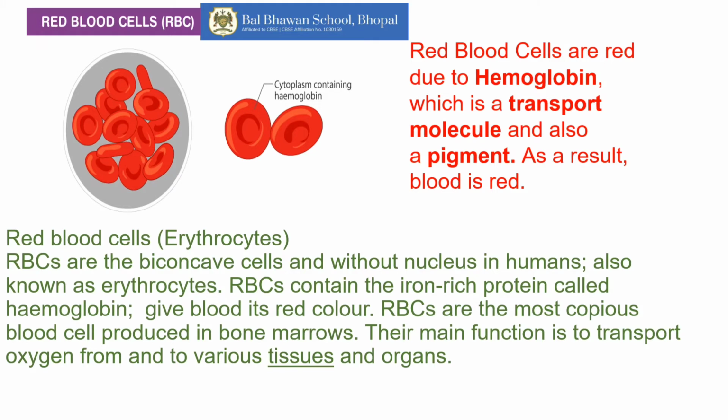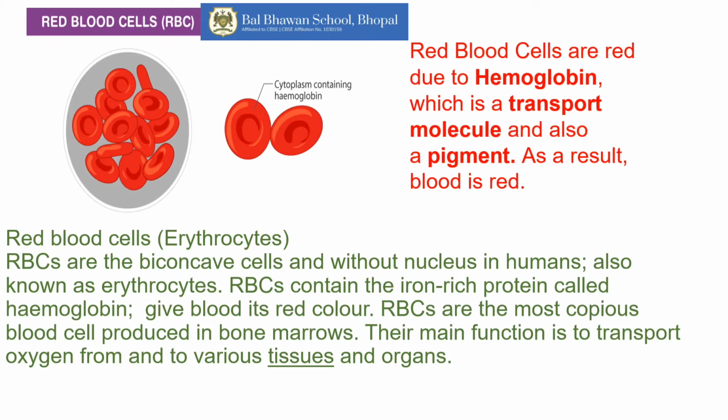First of all, let us discuss RBCs. I told you that these RBCs are red in color. Now why are they red in color? Because these RBCs contain a protein called hemoglobin. This hemoglobin is mainly responsible for making the blood red, and the function of hemoglobin is to combine with oxygen and carry the oxygen to the cells.